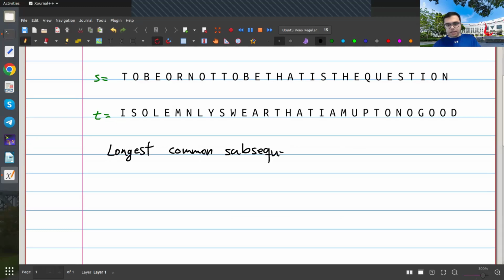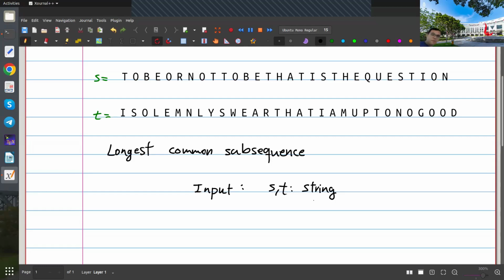It's a very classical problem. In the input, you are given two different strings, S and T. So my input is just two strings, S and T. And in the output, you should write the length of the longest common subsequence between these two strings. Or you can also write the longest common subsequence itself.